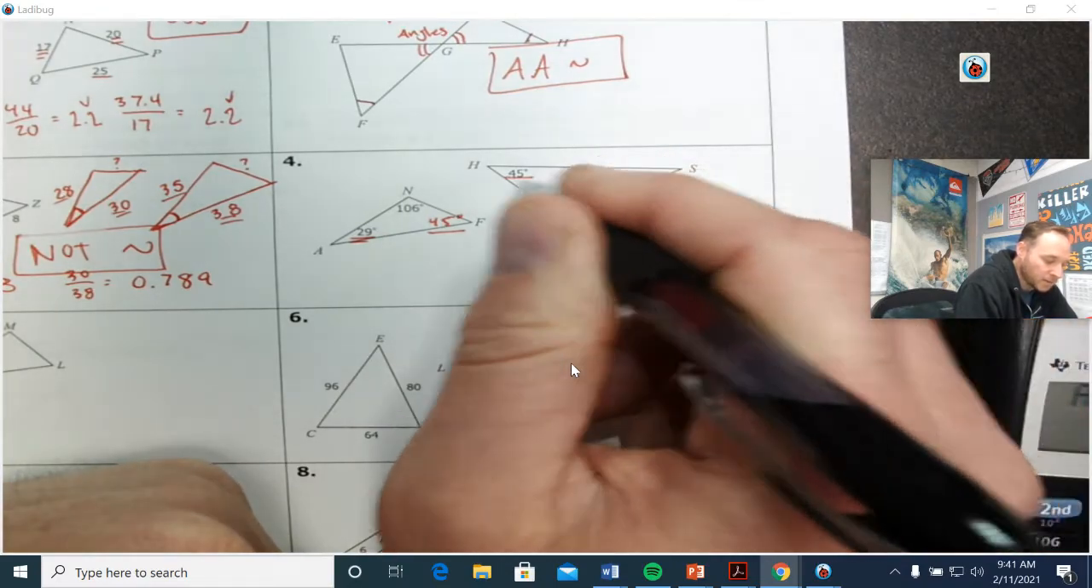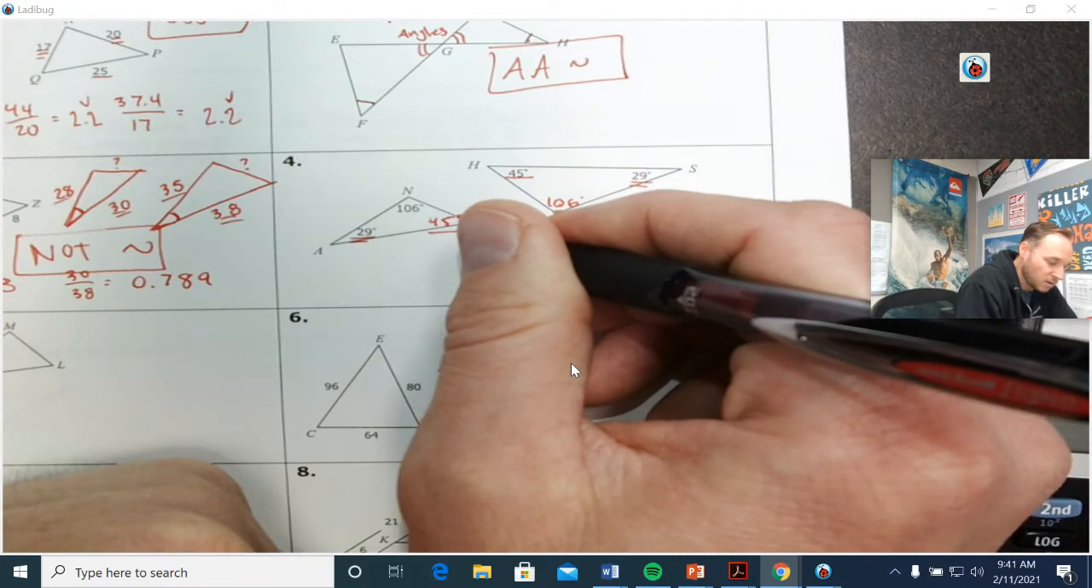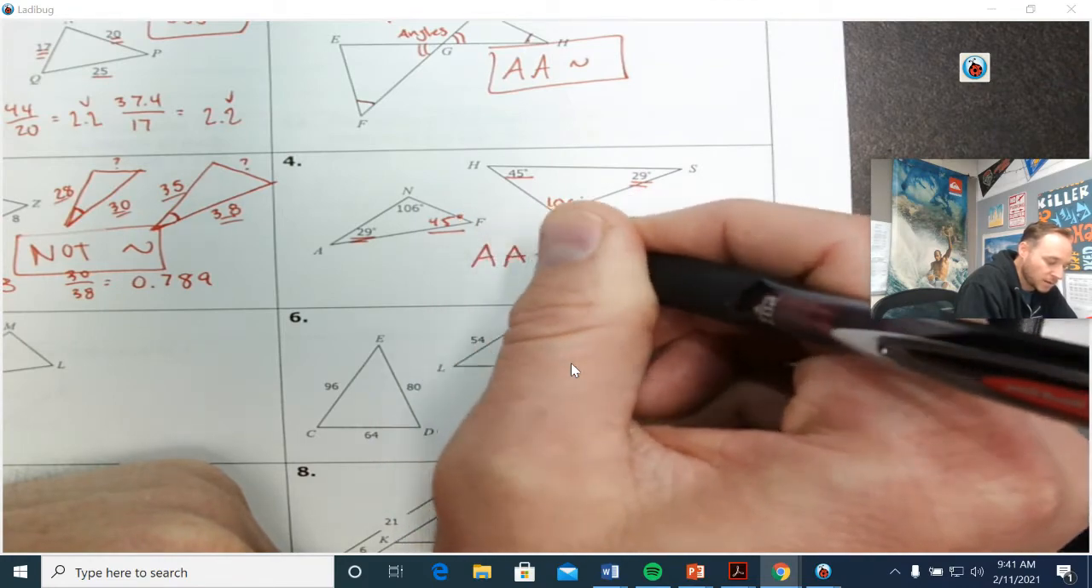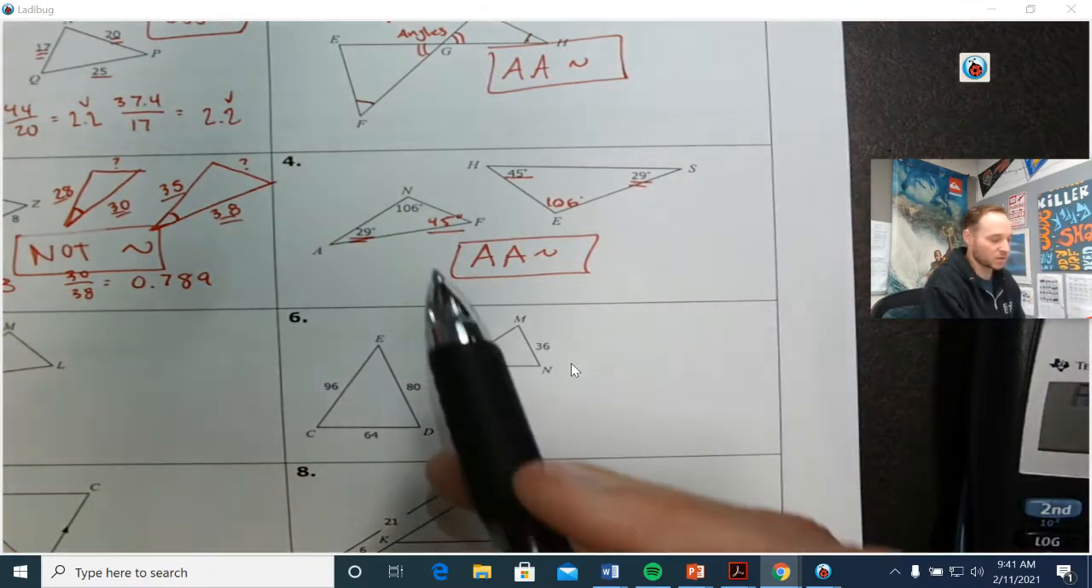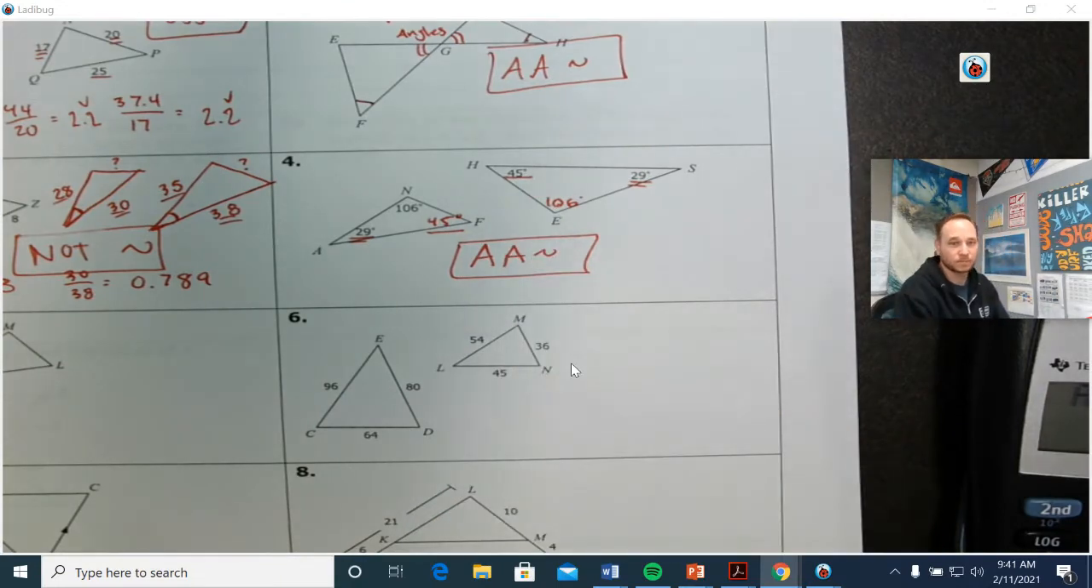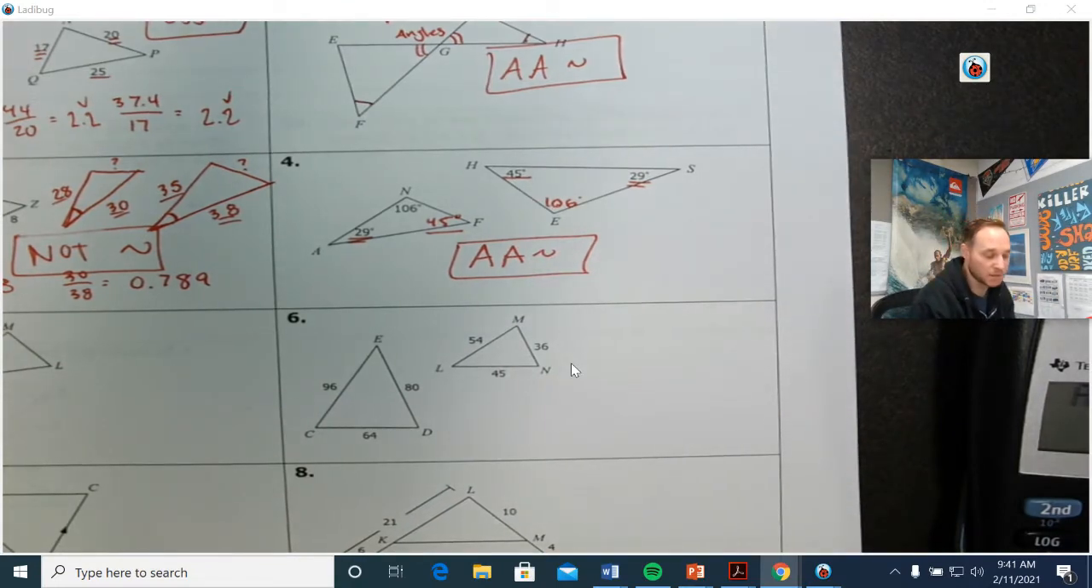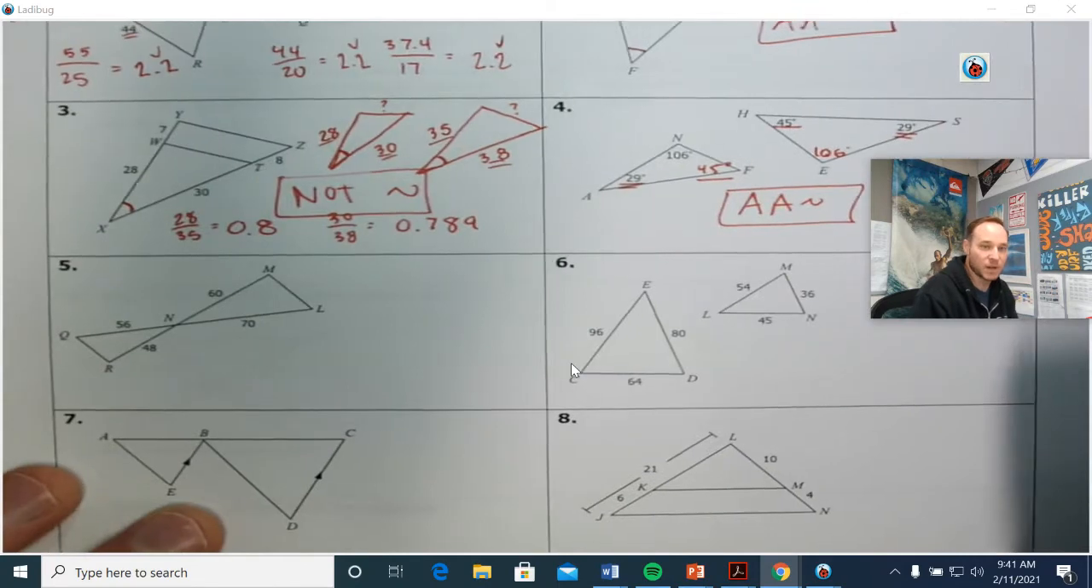But all we really need are these two, and we can say, yeah, these are similar by angle-angle similarity, because they have two angles that are congruent. Actually, they have all three, but we only need to find two. Number 5.